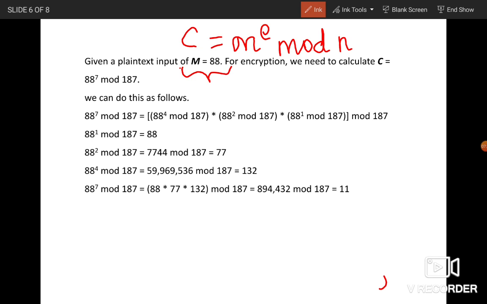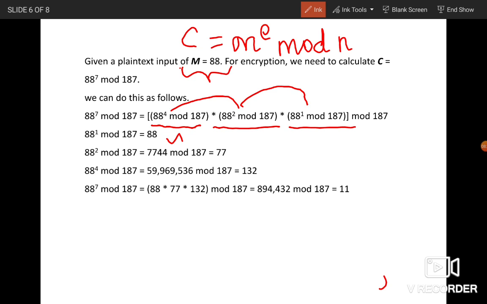So you can go with modular arithmetic. So 88 power 7 can be written as 88 power 4, 88 power 2, 88 power 1, that is 4 plus 2 plus 1, 7. Okay. Now we will solve each individual problem. 88 power 1 modulus 187 gives you the answer 88. How do you calculate it? 88 modulus 187 is 88 because the number is less than 187. So the answer is 88 only.